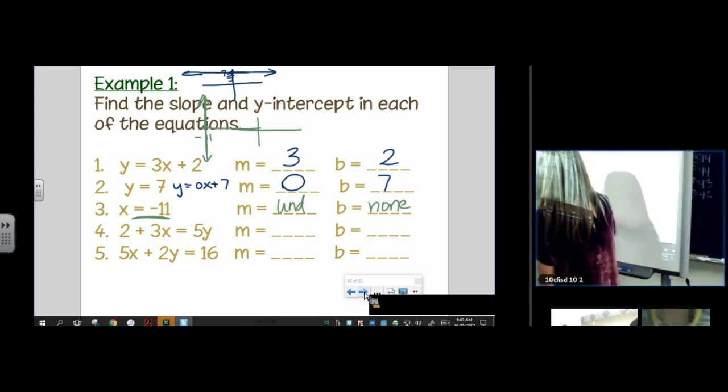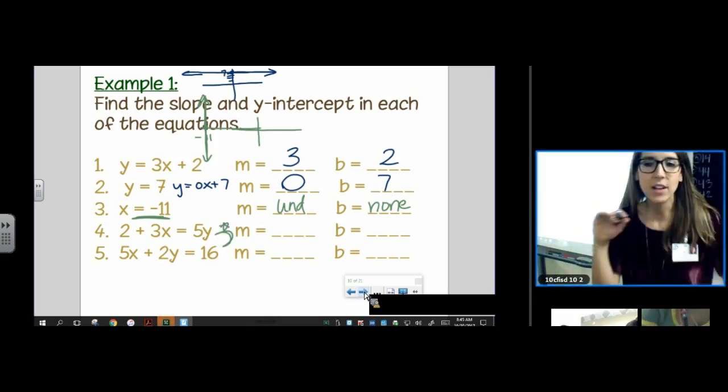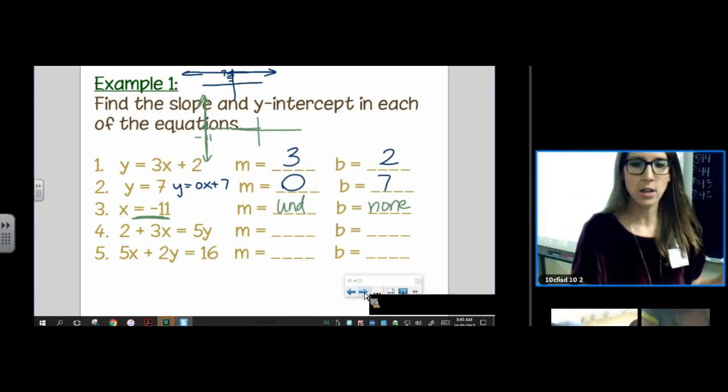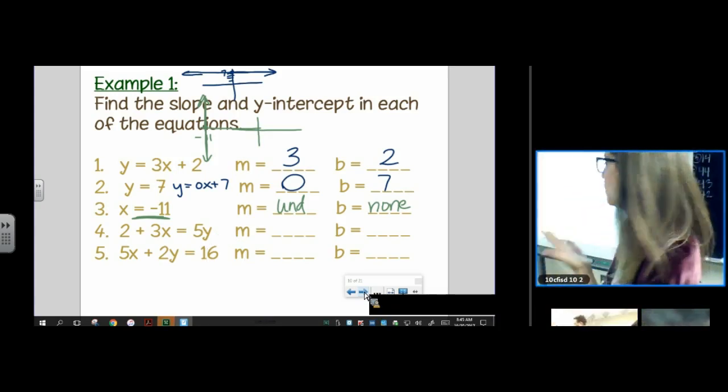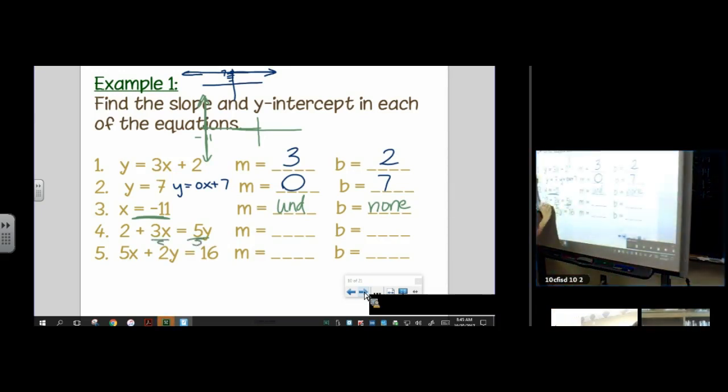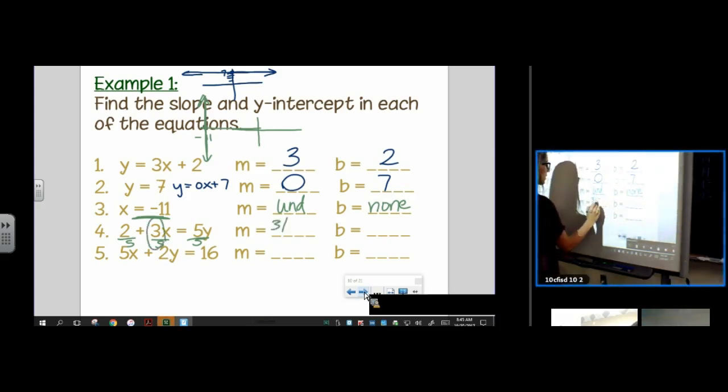Neither of these are in standard form. Neither of the, oh, sorry, the last one is. Number 4 is not in standard form, so don't try to use your trick. Just make sure you solve for y. So I'm going to divide everything by 5. So the slope is 3/5.